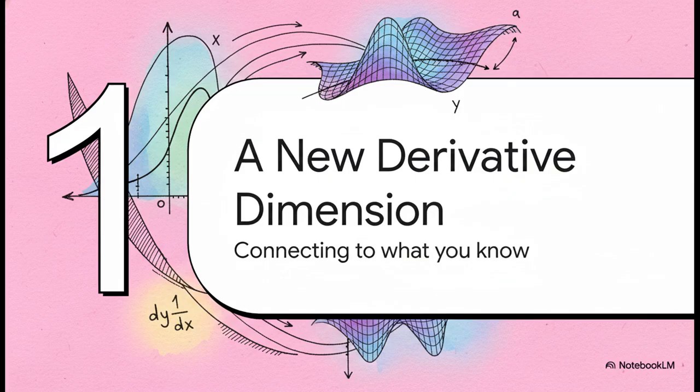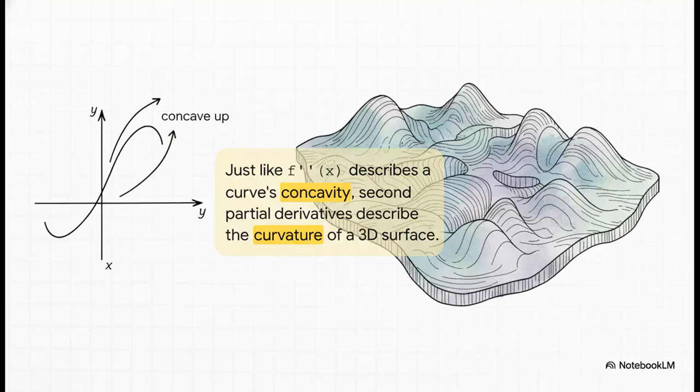Okay, so first up, a new derivative dimension. Before we jump into the deep end, let's connect this all back to something familiar from single variable calculus. You remember back in Calc 1, right? The second derivative, f double prime, told you all about a curve's concavity, whether it was curving up or curving down. Well, second partial derivatives are kind of like that, but for the big leagues, 3D surfaces.